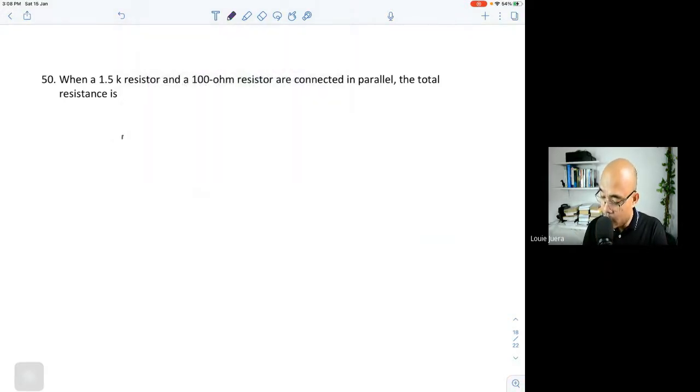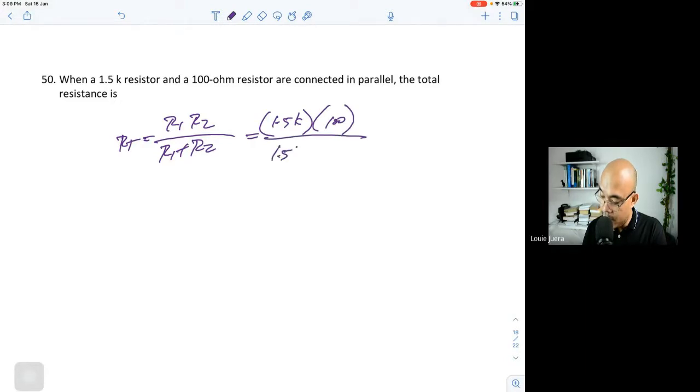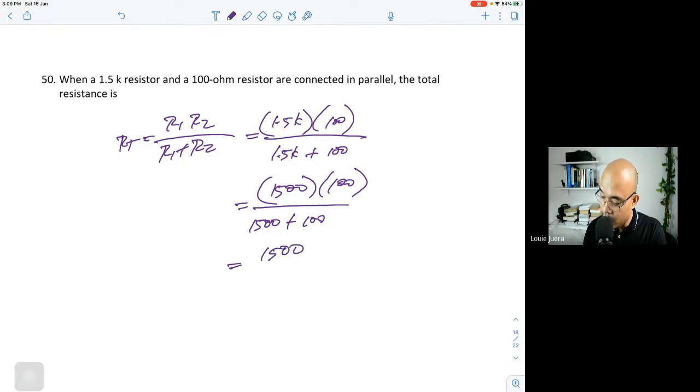The R total, based from the formula that we discussed a while ago, R1 R2 divided by R1 plus R2. So that is equal to 1.5K times 100 divided by 1.5K plus 100. To avoid confusion with the K here, it would be better if you're going to convert this one into ohms, not kilo ohms. So we have 1,500 times 100 divided by 1,500 plus 100. Maybe we can simplify this one. 1 times 0, 0, and then we have to add two zeros here from the 100. And then 1,500 plus 100 is equal to 1,600.